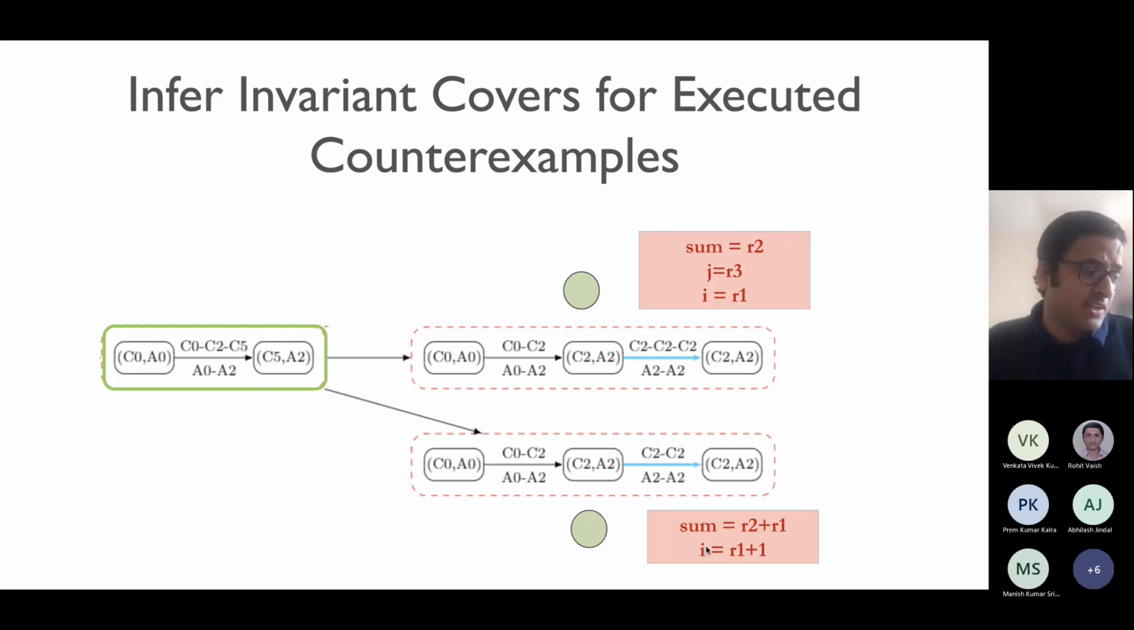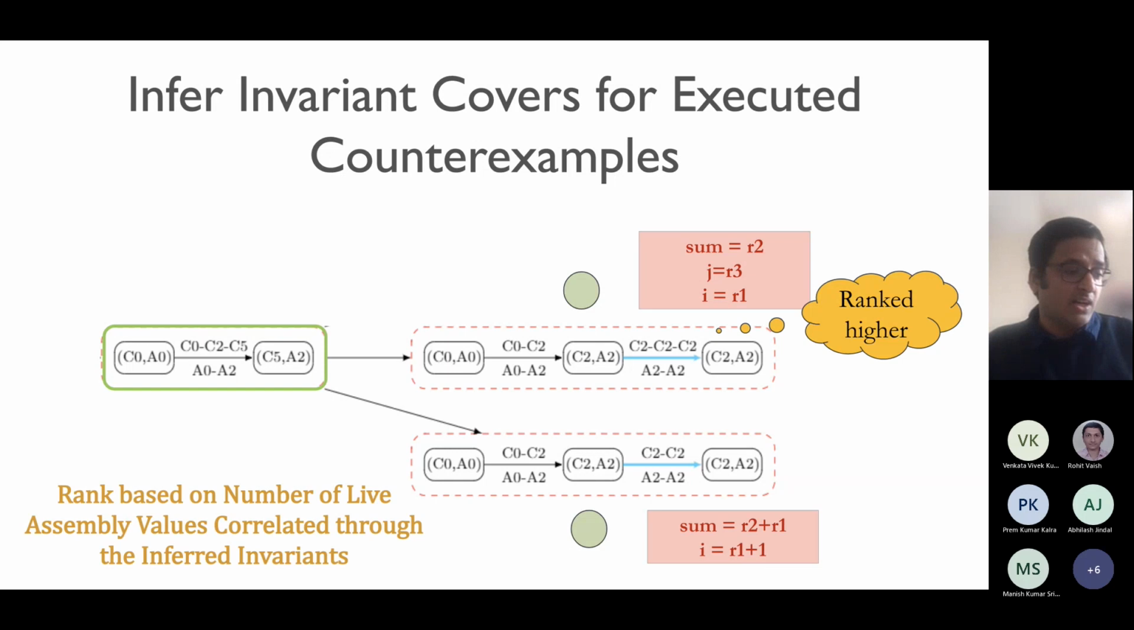Let's say the inferred invariants on the counterexamples are sum equals R2, J equals R3, I equals R1 for the first correlation, and sum equals R2 plus R1, I equals R1 plus 1 for the second correlation. One of them has affine relations for three different assembly registers, namely R1, R2, R3, the other has only two. I think we've discussed this in detail.